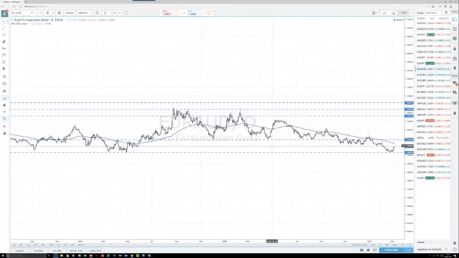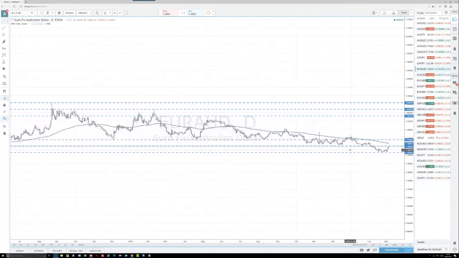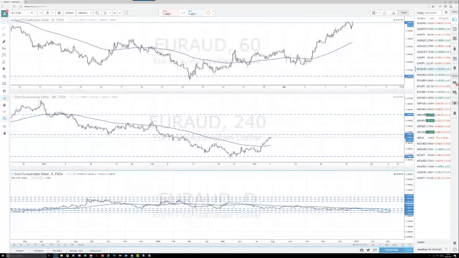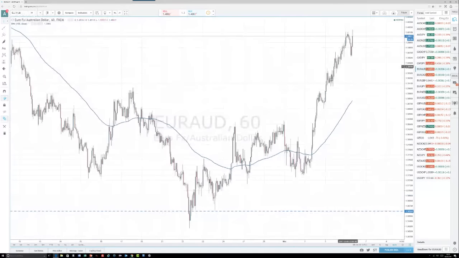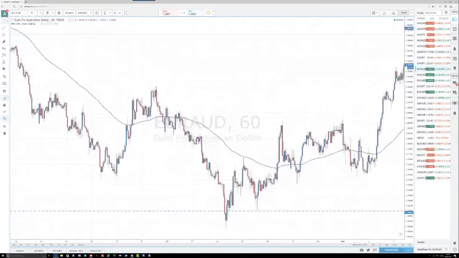Again, there's no real setup at the moment. If the price were to get back to this level here, then we could be looking to take a short. What I'd like you to look at is the way that the price does react to these levels over and over again.